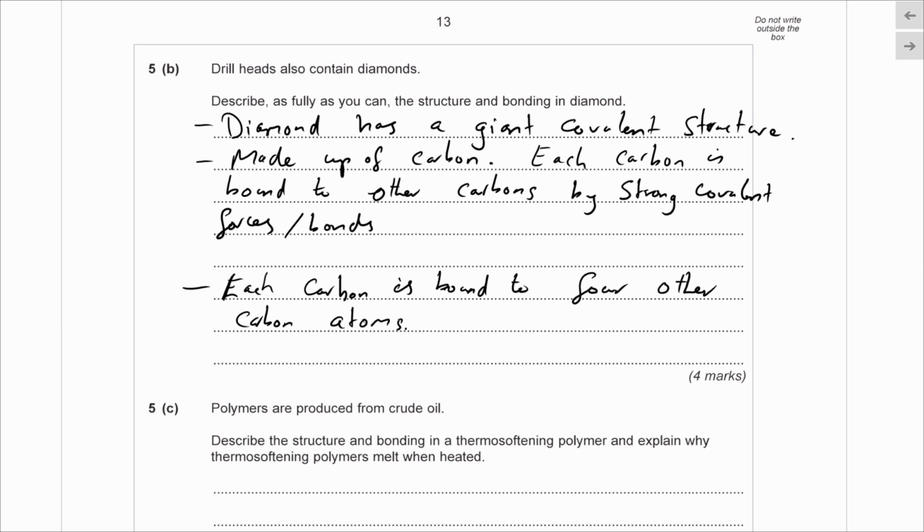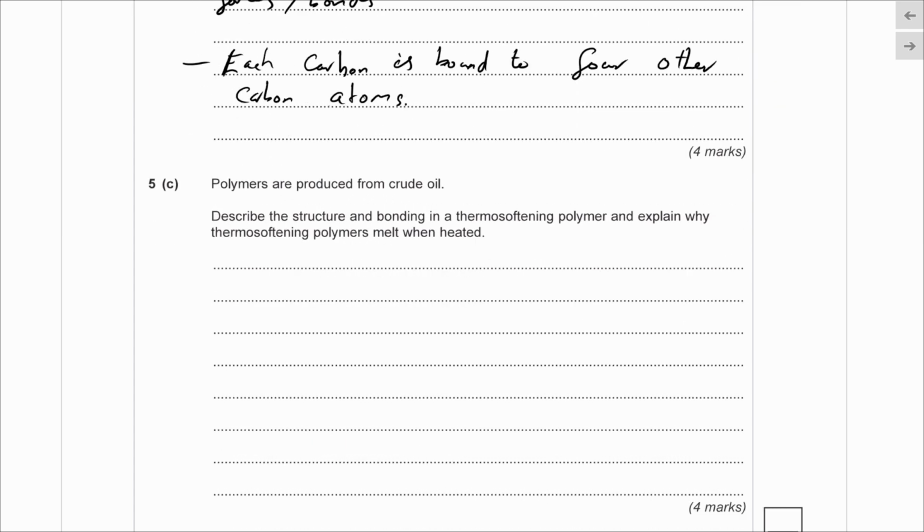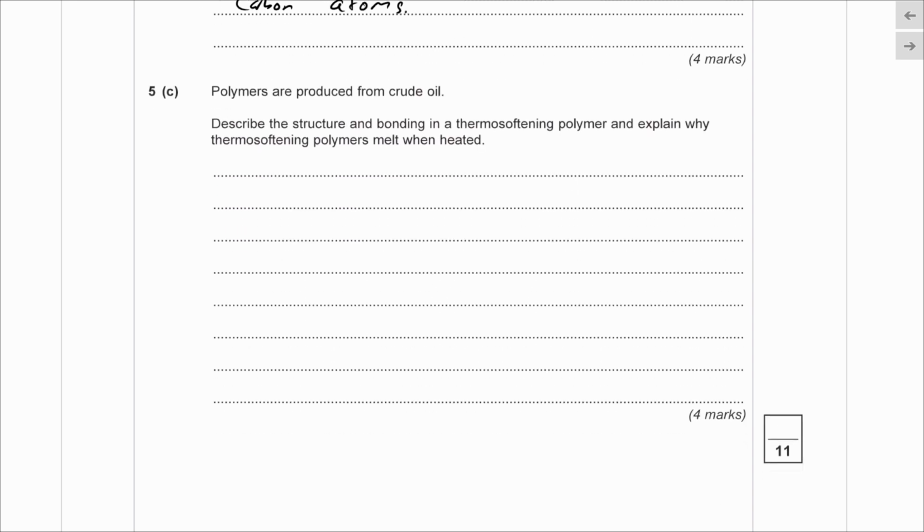So it's a giant covalent structure made up entirely of carbon, okay? Strong covalent bonds bond the carbons together, and each carbon is bound to 4 other carbon atoms. Alright, so next it says that polymers are produced from crude oil.